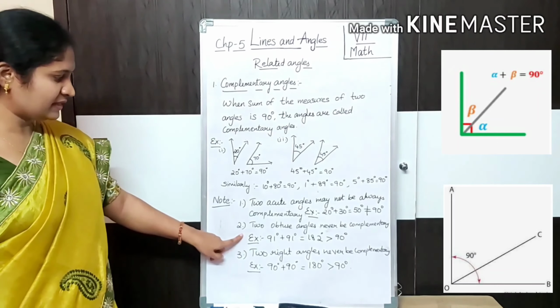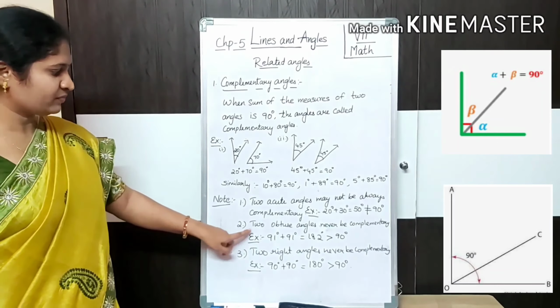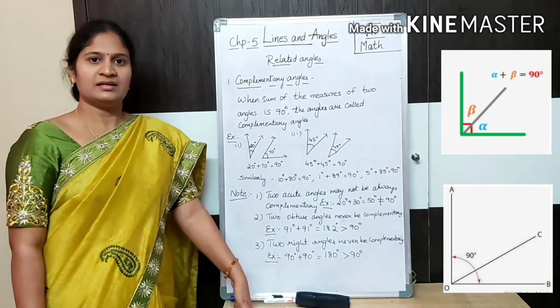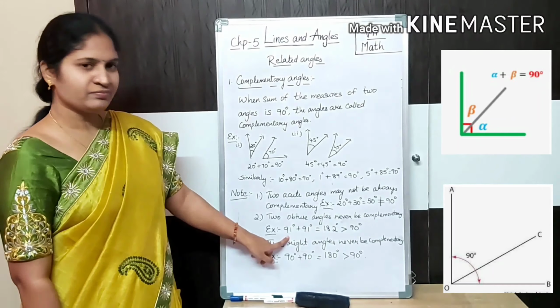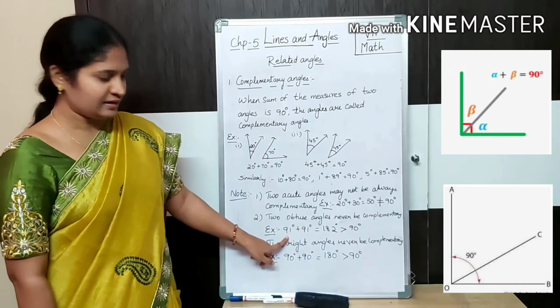Now coming to the next one. Can two obtuse angles be complementary angles? Obviously, two obtuse angles cannot be complementary angles. The definition of an obtuse angle says that the angle is more than 90 degrees. So here I have taken 91 degrees plus 91 degrees, which is equal to 182 degrees, which is greater than 90 degrees. So we can conclude that two obtuse angles cannot be complementary to each other.